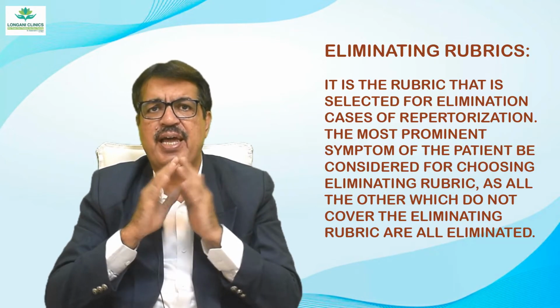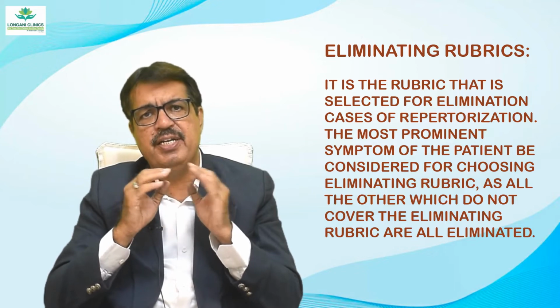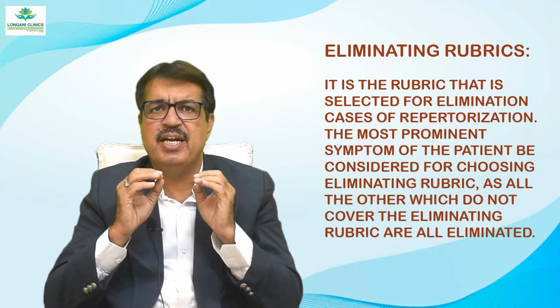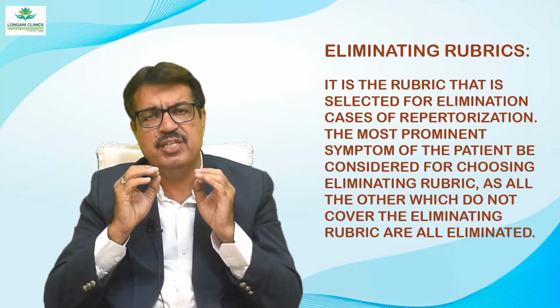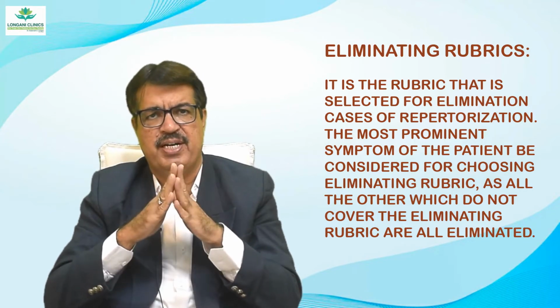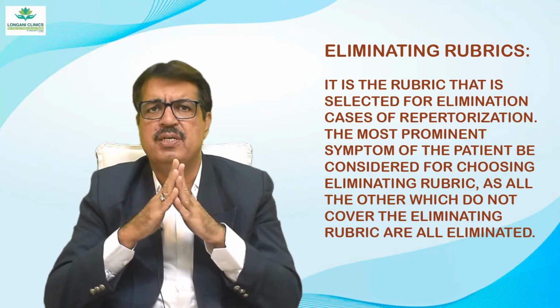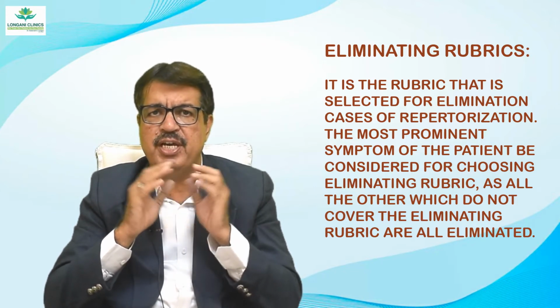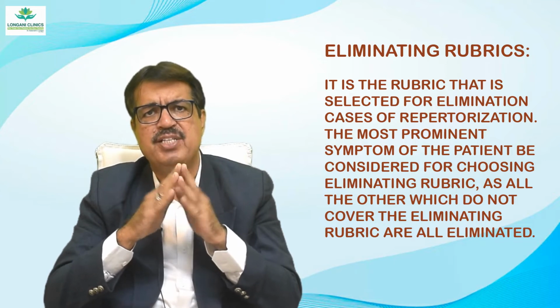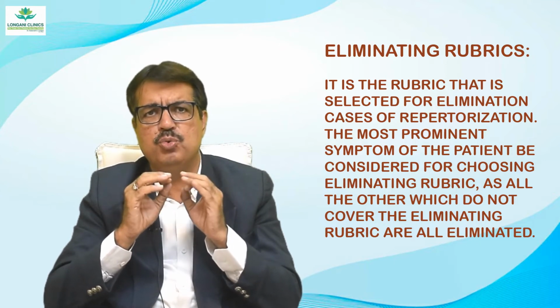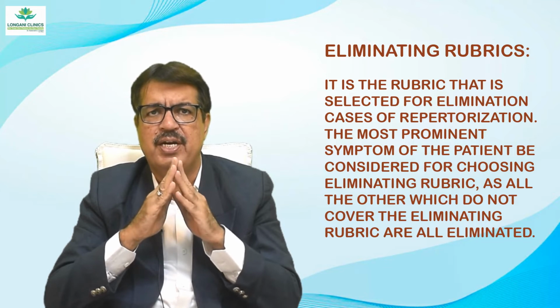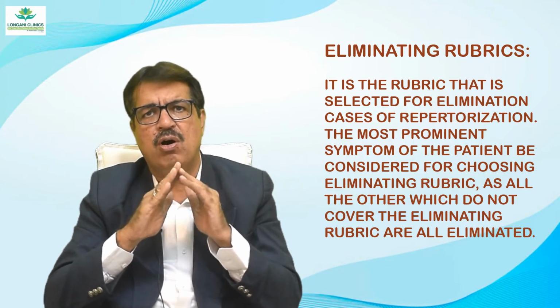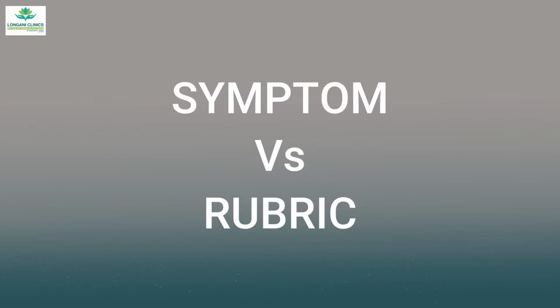Now we will see the eliminating rubrics. It is a rubric that is selected for elimination in cases of repertorization. The most prominent symptom of the patient should be considered for choosing the eliminating rubric, as all remedies which do not cover the eliminating rubric are eliminated. Now we will see the symptom and rubrics comparison.